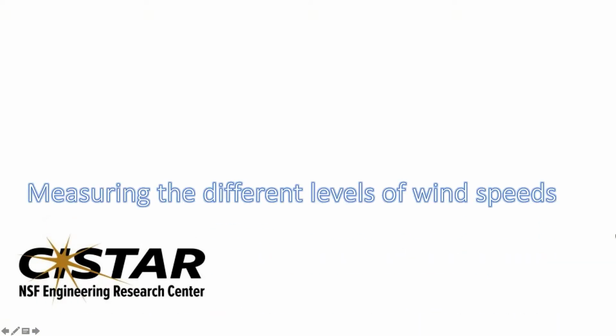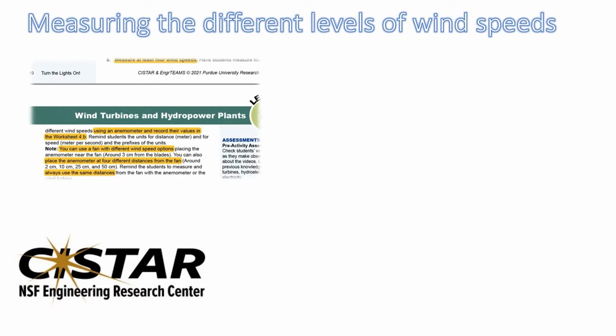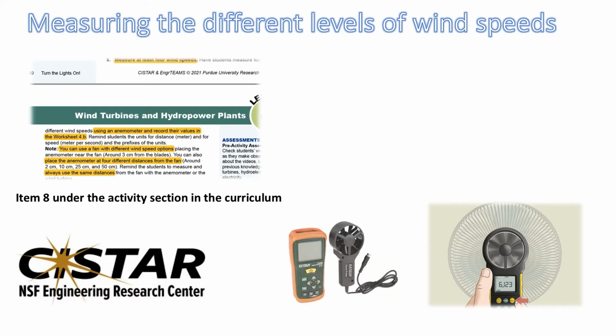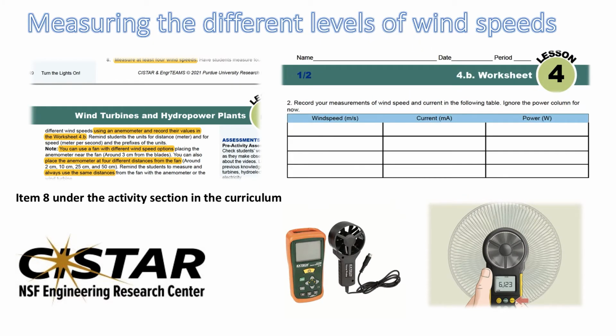After testing the wind turbine with the LED, now it's time to measure the wind speeds. We are going to use an anemometer and record the values in the worksheet 4B. But before this activity, review the units for distance and speed with the students, and the prefixes of the units as well. Remember that the distance is measured in meter and the speed in meter per second.